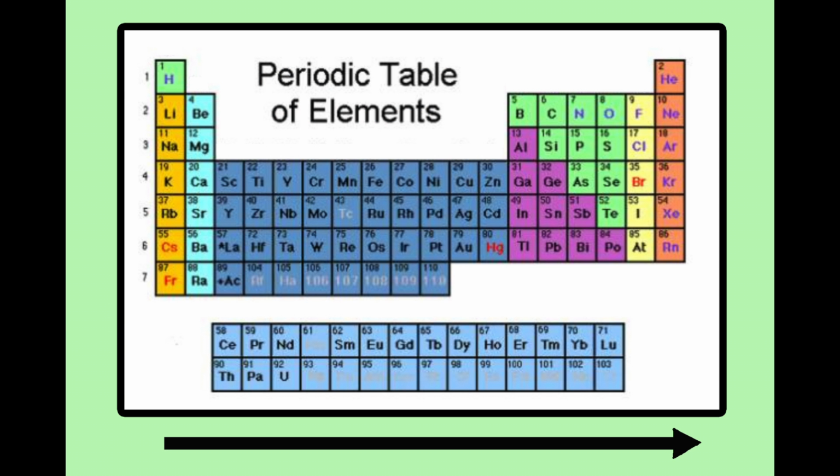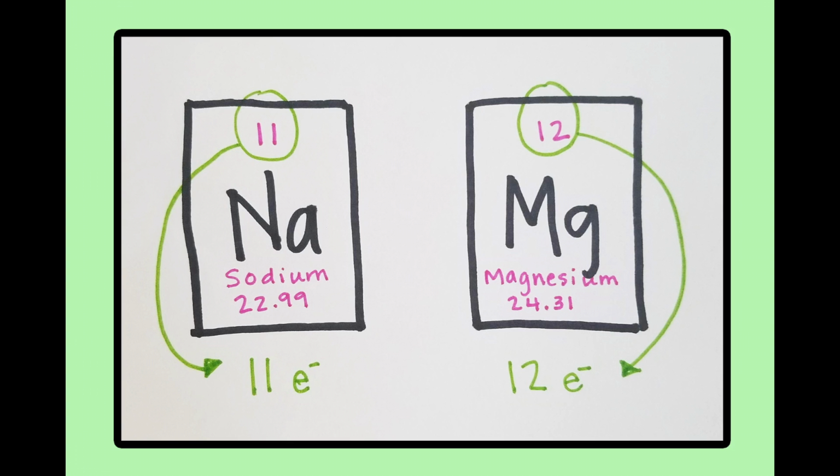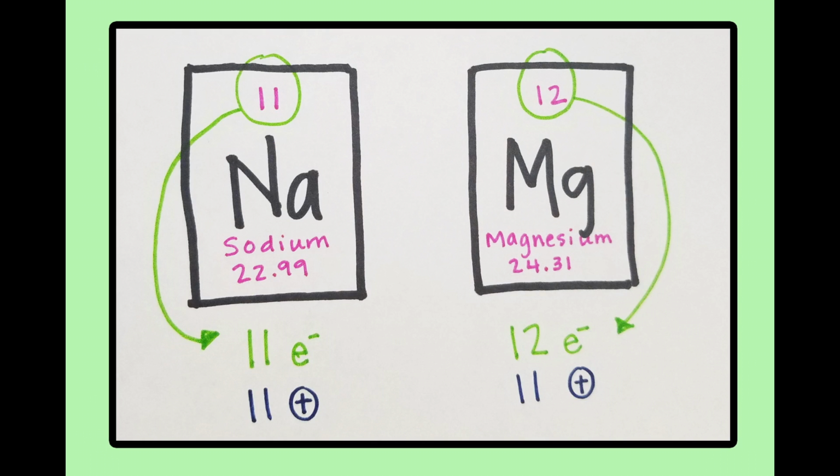Let's examine what happens to the atomic radius as we move across the periodic table. Let's look, for example, at the elements sodium and magnesium. Magnesium has one more electron than sodium. It might seem like having more electrons would make the atom larger, but that's not actually how it works.